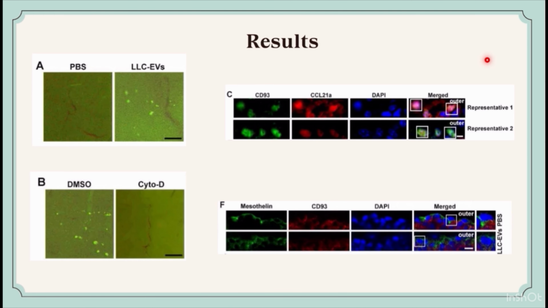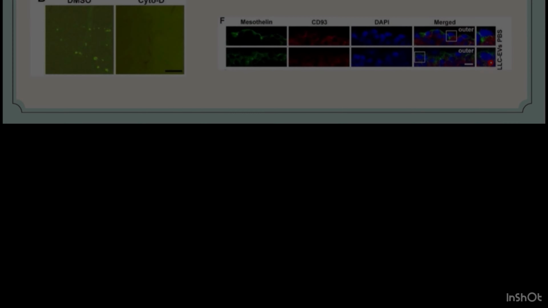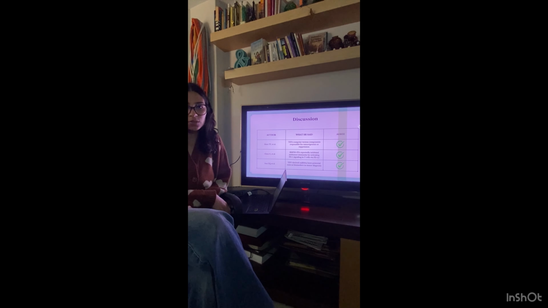And at last, we have the immunohistochemistry. In C, CD93 and CCL21A proteins in PMCs of LLC lung tumor-bearing mice were detected. The CD93 and CCL21A have a pretty high expression. In F, mice were intrapleurally injected with LLC-EVs. We can see that in the presence of PBS, the expression of mesothelin and CD93 is higher than in the LLC-EVs.